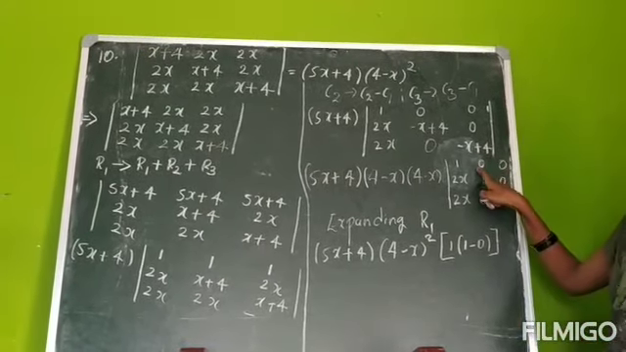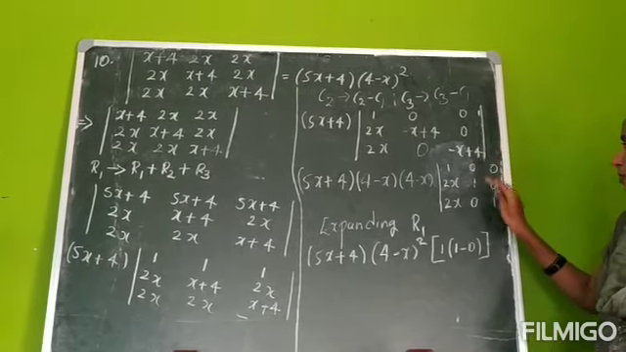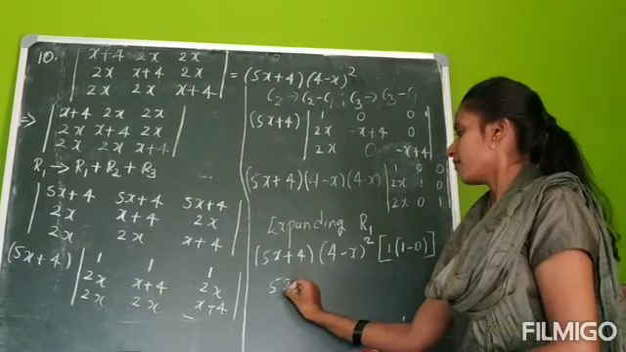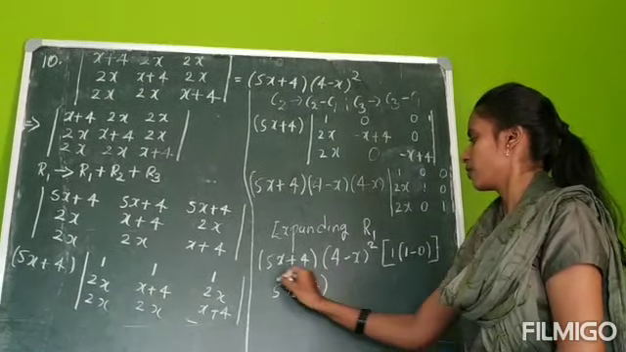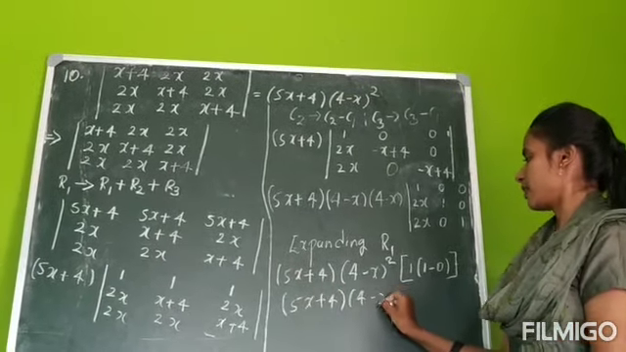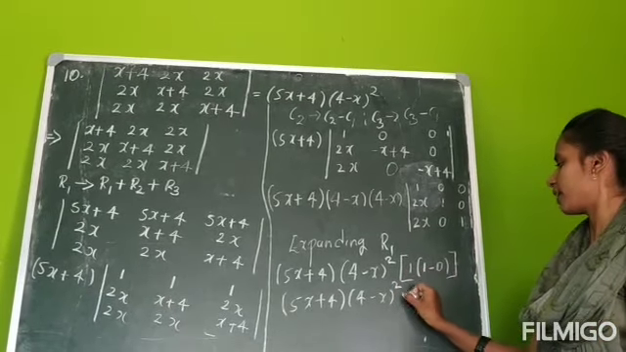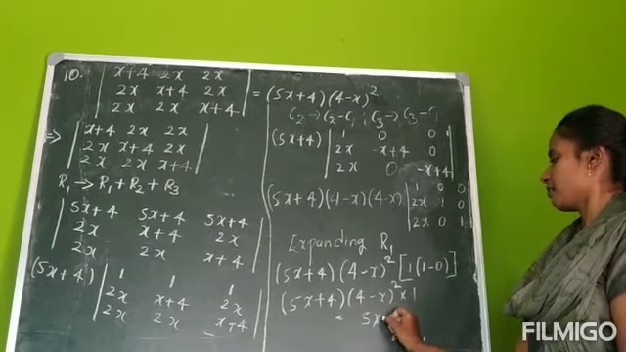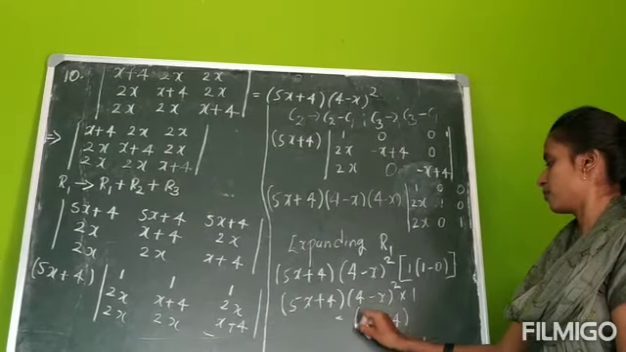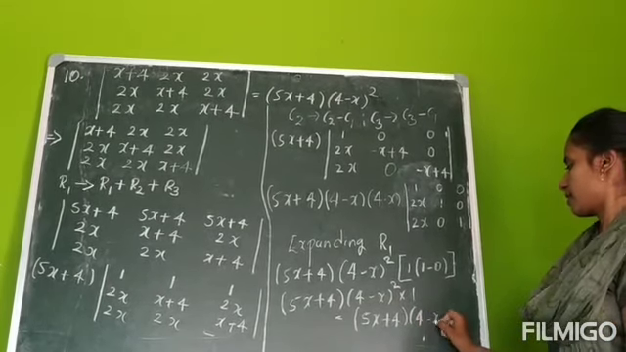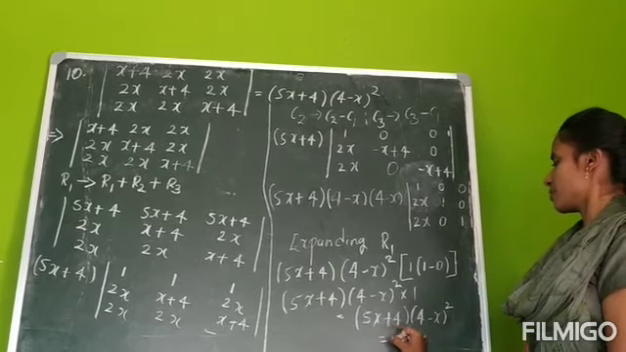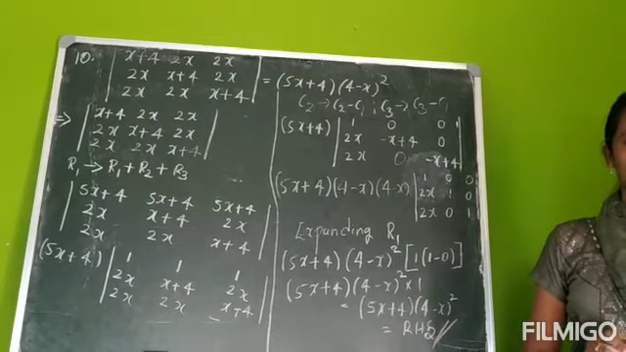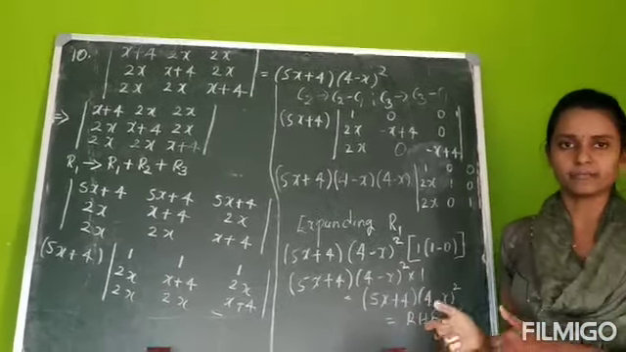Why? Because this is a 0, and 0 into anything is 0. Even this is also 0. So 5x plus 4 into 4 minus x all squared. 1 into 1 will be 1. Therefore, this is 5x plus 4 into 4 minus x all squared, and this is the RHS, that is the required result. Hope this is clear.